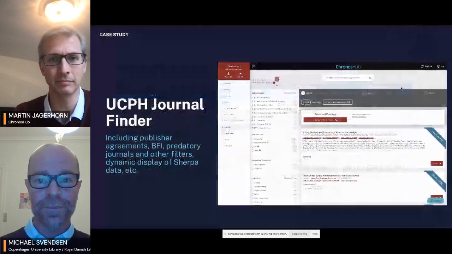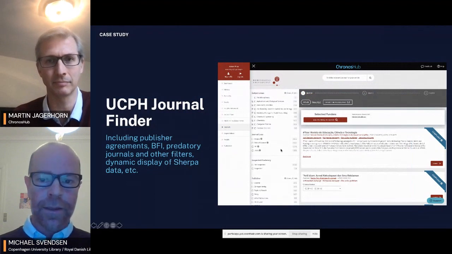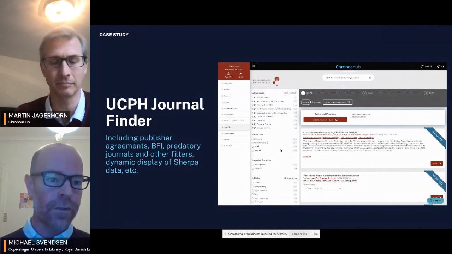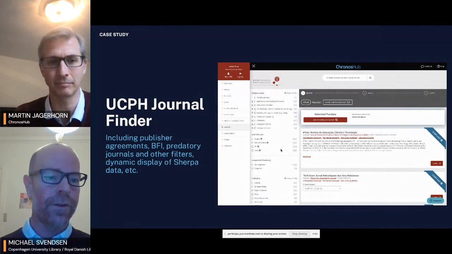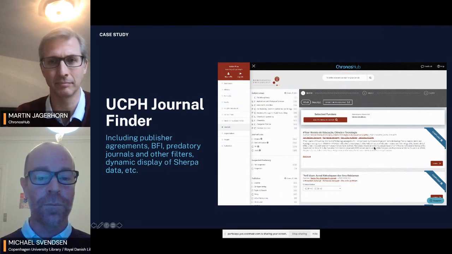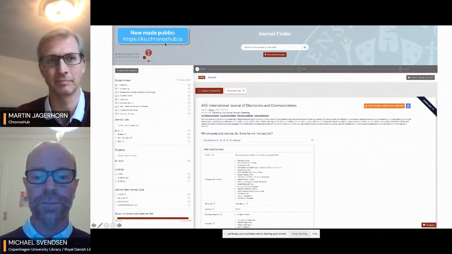Could I have the next slide? Yes. So originally in the pilot, we built a journal finder, and it still exists behind a login version, a KU or UCPH instance where researchers from University of Copenhagen can log in and make their selections. But as Martin mentioned at the beginning, we want to take this out into the public, so even more researchers can make that journal selection without necessarily having to log in. So this platform is still open, but during Open Access Week, the public journal finder was launched.